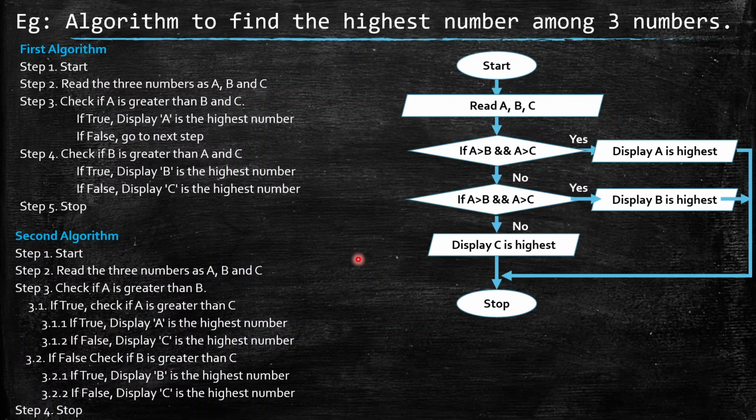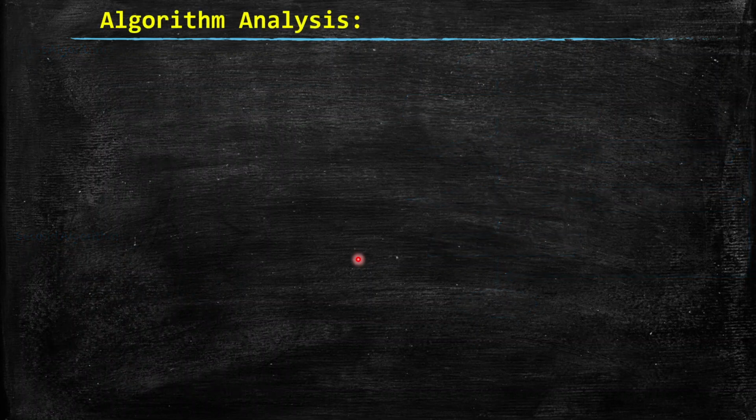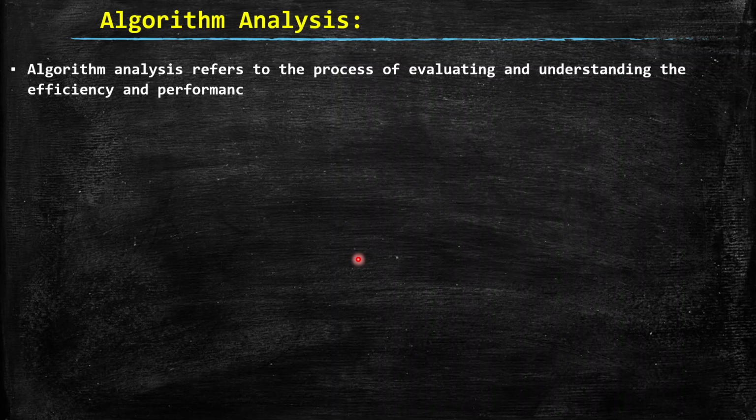Please, if you don't have the basic concept of algorithms and flowcharts, go through my previous video or tell me in a comment so that I can help you in the next video. So let's talk about analysis. What is analysis? For what purpose are we going to analyze an algorithm? Analysis means the process of understanding the efficiency and performance of algorithms.